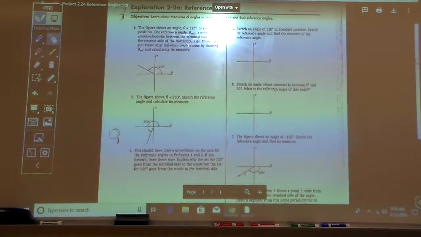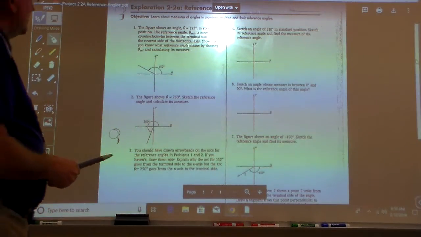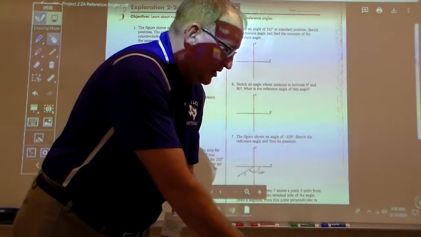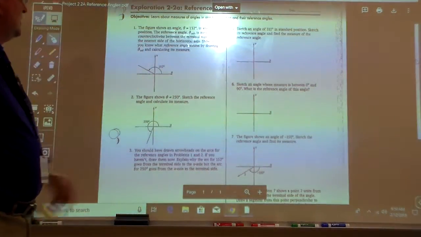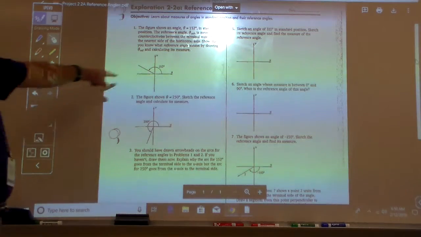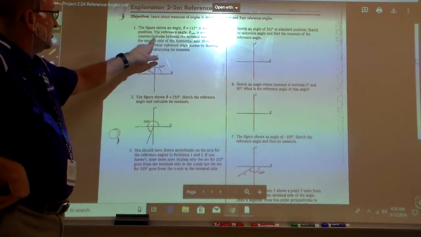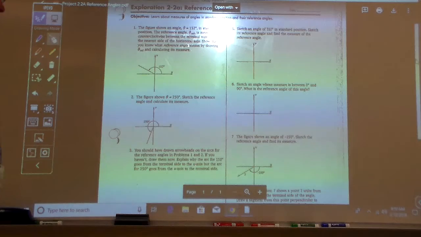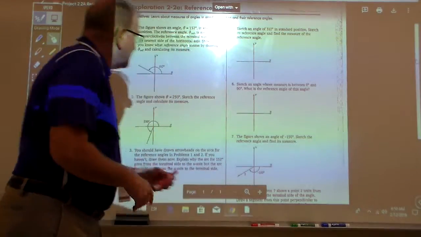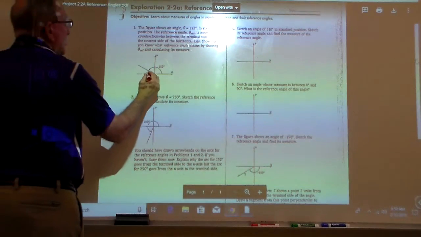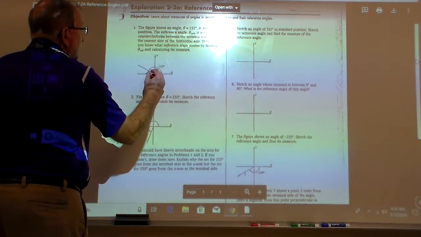Okay, this is the project reference angles. So if we look here real carefully, we can see that the figure shows an angle of 152 in its standard position, right? Measure counterclockwise. Show what the reference angle means by drawing a reference angle and calculating its measure. Well, first off, if this is 152, that means our reference angle will be this little angle right here.